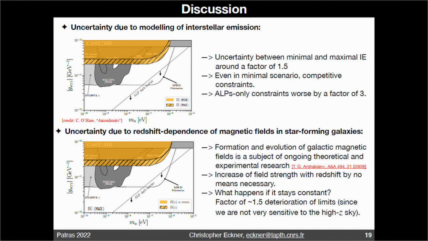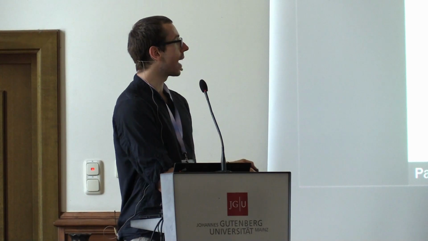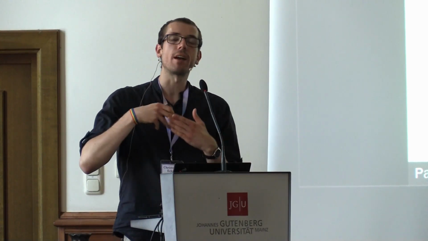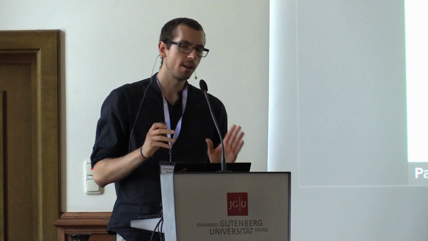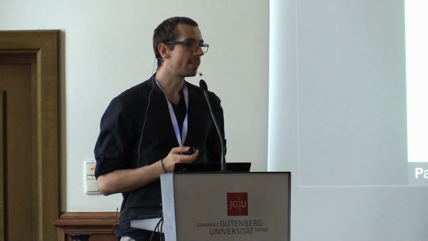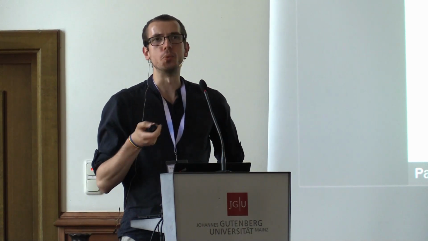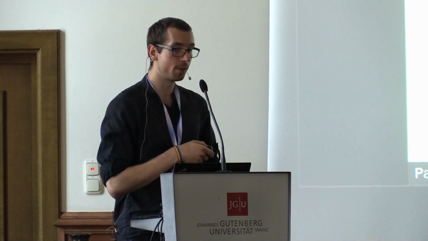And if we do it, we arrive here at this line, which is again about a factor of 1.5 deterioration compared to the case of redshift-dependent magnetic field dependence in the maximal emission scenario for interstellar emission, to say it again. And this means in the end that we are not too sensitive to the very high redshift sky. Our, well, sensitivity ends about a redshift of 2, in fact, if we look into the numbers.